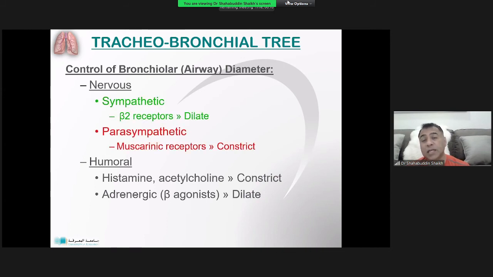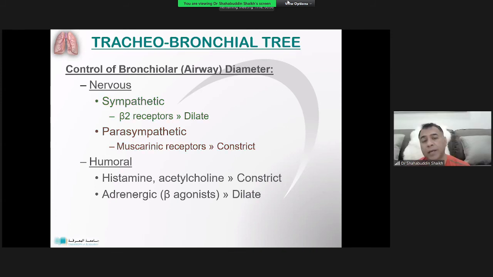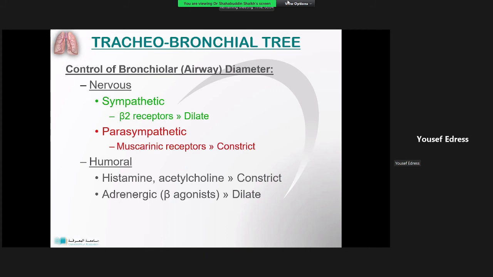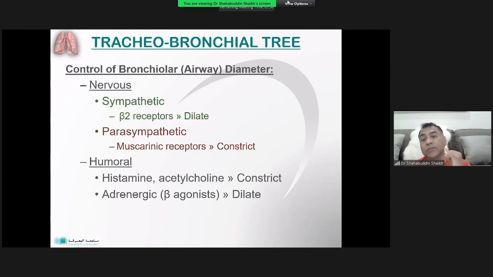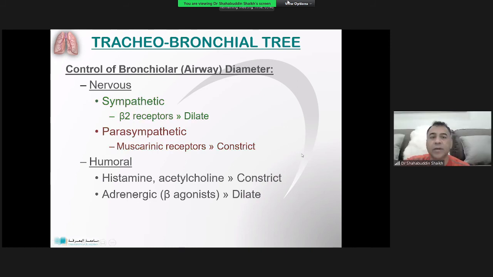Which receptor stimulation will help in bronchodilation? Beta 2. Which medicine will help in bronchodilation? Ventolin. So a medicine which stimulates the beta 2 receptor, you can say, or medicines which are stimulating the sympathetic nervous system, right? Yes. Okay.